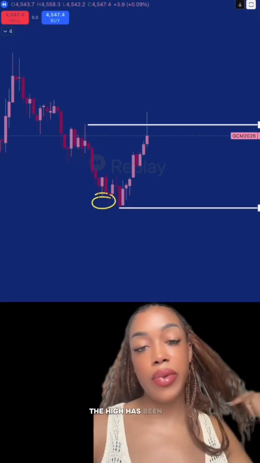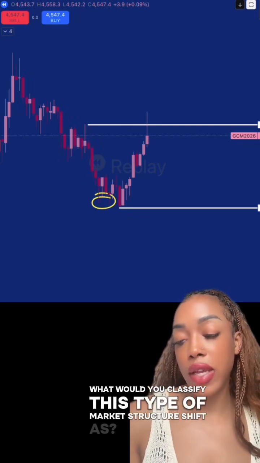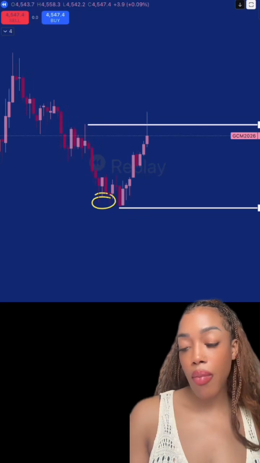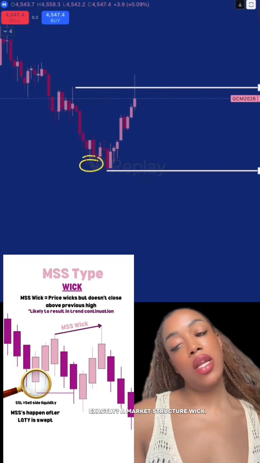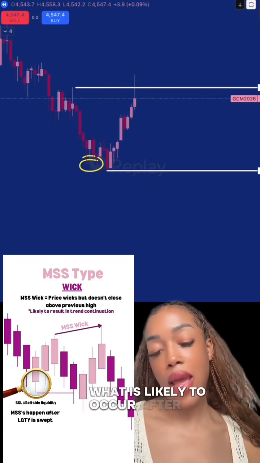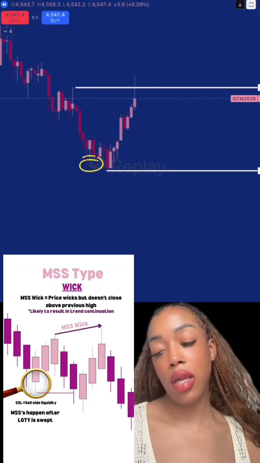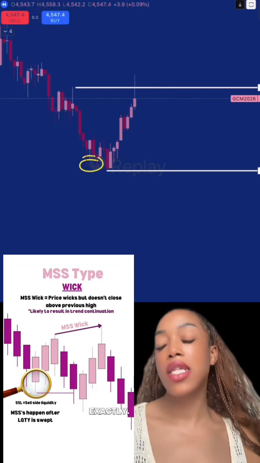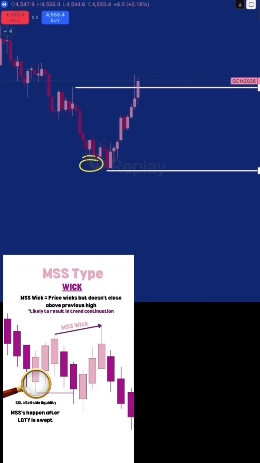The high has been breached. What would you classify this type of market structure shift as? Which one? Exactly, a market structure wick. What is likely to occur after we get a market structure shift wick? Exactly, a continuation. So let's let it play out and see what happens.